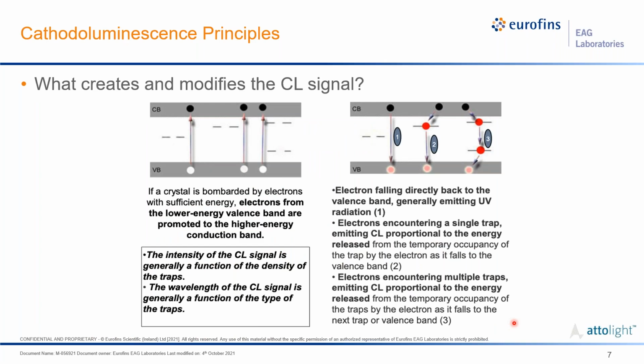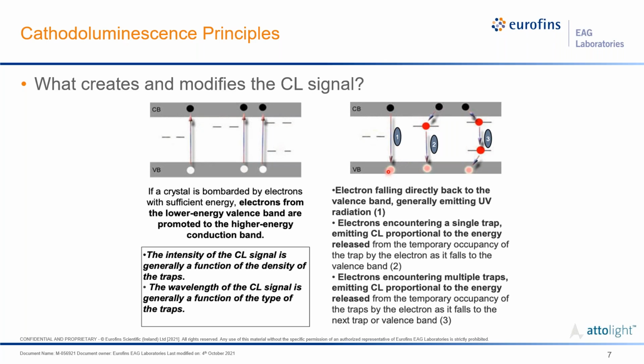So what creates and modifies the CL signal itself? In semiconductors, if it's bombarded by electrons with sufficient energy, electrons from the lower valence band are promoted into the higher conduction band here, right? And so then we have a few different situations here. We've got some different intraband trap states denoted by these lines here within the band gap. And so we have a couple different situations that can occur.